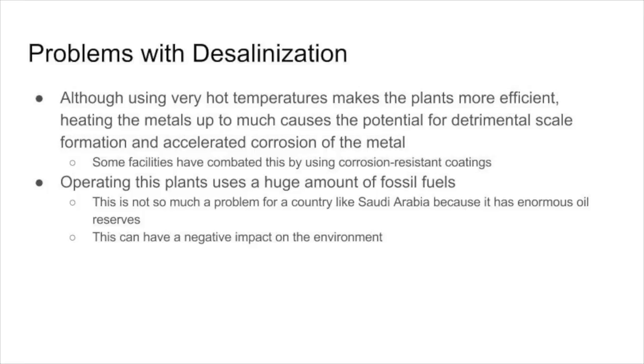Although Saudi Arabia depends greatly on their desalination plants, these desalination plants are not without their flaws. These plants use extremely high temperatures to operate efficiently. However, heating up the metals this much may cause the potential for detrimental scale formation and the accelerated corrosion of the metals. Some facilities have tried to combat this by using corrosion-resistant coatings.